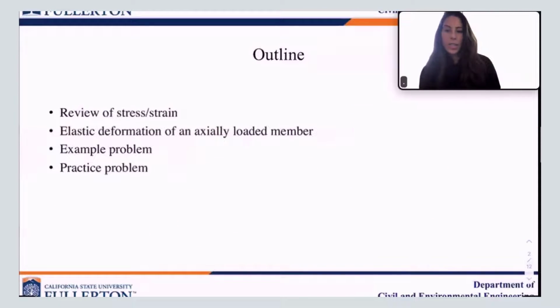So an outline for today's session: we're going to review stress and strain, which I have talked about in another video as well. We're going to go over elastic deformation of an axially loaded member and go over just a little bit of a theoretical derivation, nothing too heavy, just something to refresh your memory and help you remember how we got that axial stress formula. We're going to go over an example problem, and then I'm going to leave you with a practice problem to try on your own to make sure that you are able to understand everything from this video.